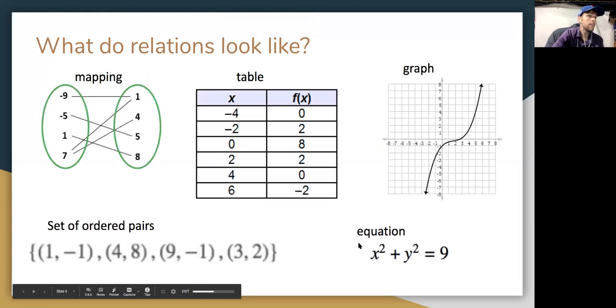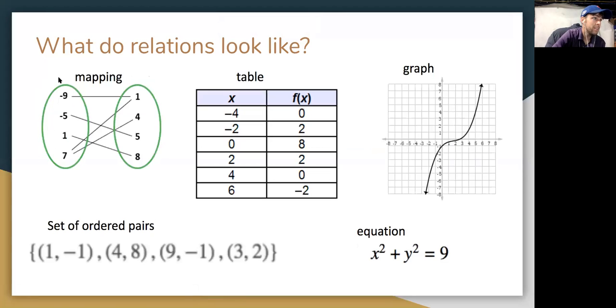Okay, so what do relations look like? Relations can look like this, where they are mappings. We have one set here, and then another set here, and there's literally a line. Sometimes it's an arrow that shows the connection between the numbers. So the number -9 is related to 1. They could be a table, where we have an x and an f of x, an input and an output. So -4 is related to 0, 2 is related to 2, so on.